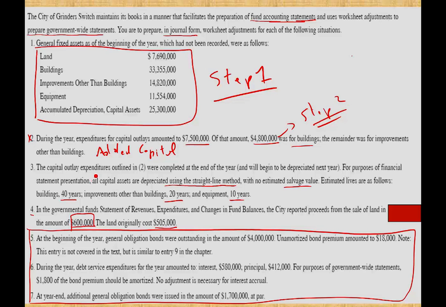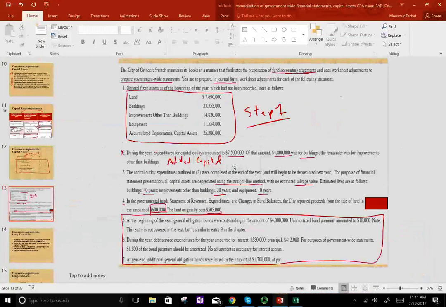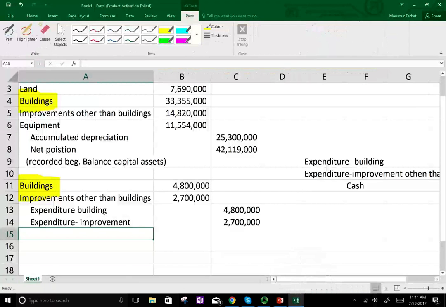Okay, step three. We needed to depreciate them. So basically we're going to depreciate using straight line. Building 40 years, so we have to take whatever we bought in the building and we depreciate it over 40 years. Improvement other than building 20 years, and equipment 10 years. Now we have to compute the depreciation. It should be easy, but we're going to have to do it anyway. So let's go ahead just to show how it works, because now we need to book depreciation expense.